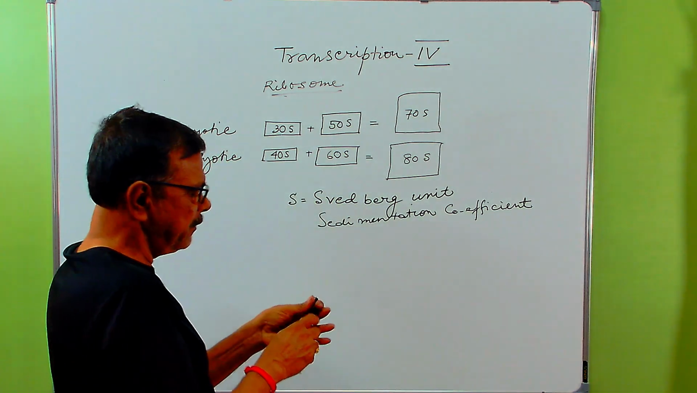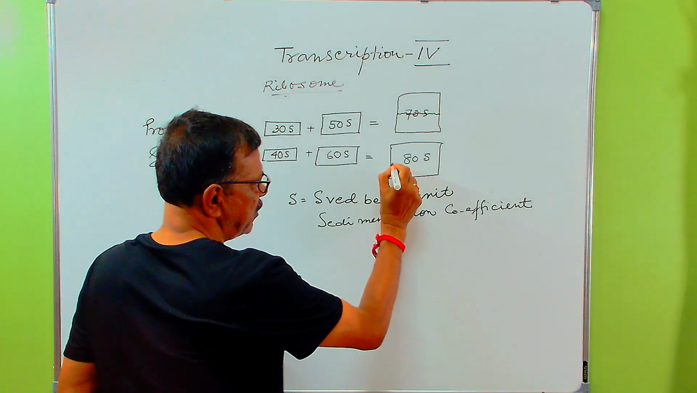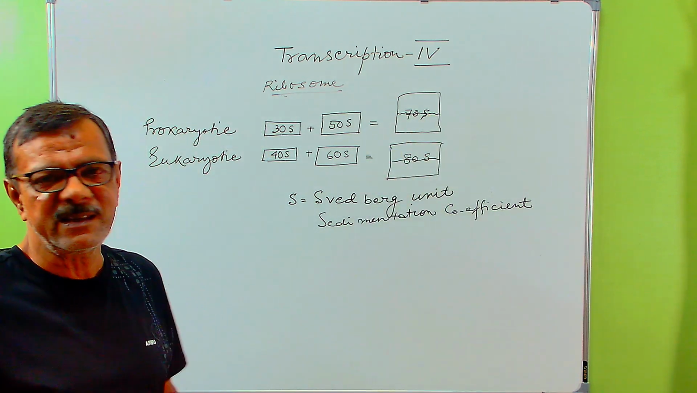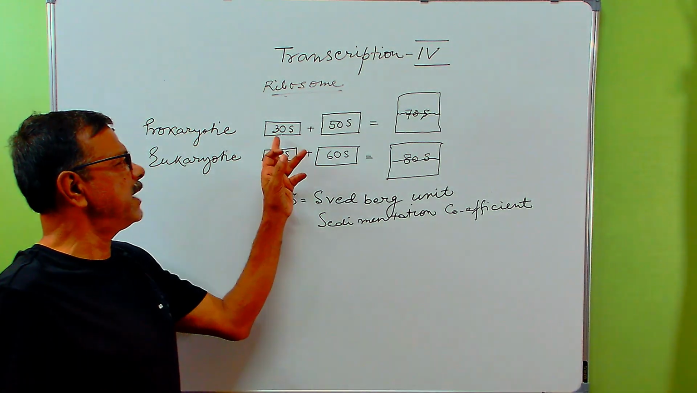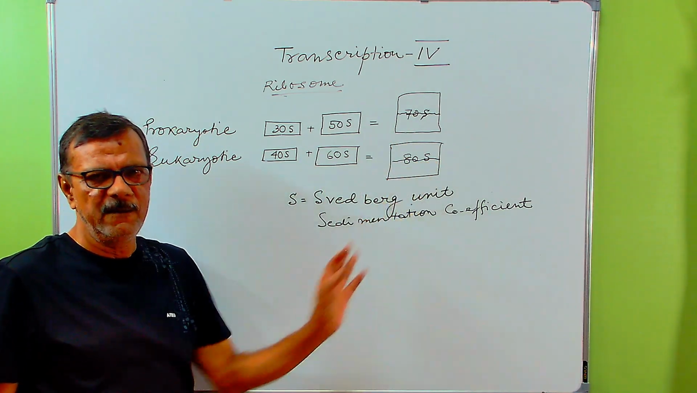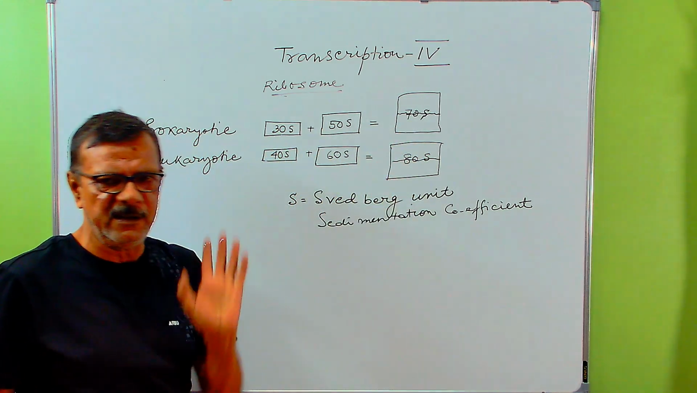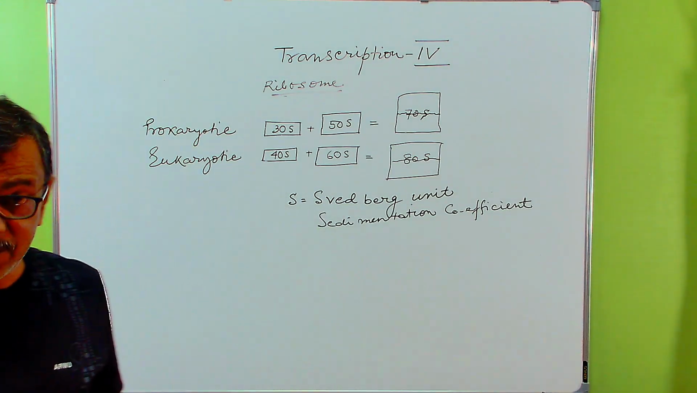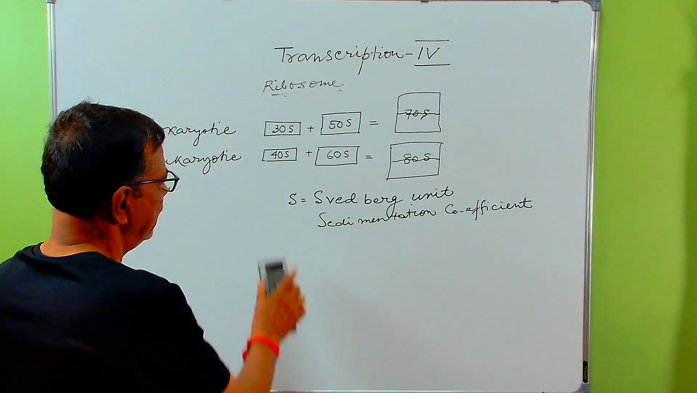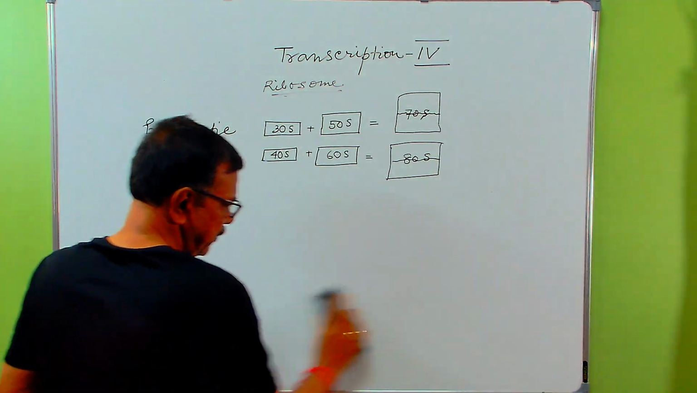And jointly, if you take these two, it will have a sedimentation coefficient of 70S. That's why it is known as 30 plus 50 is equal to 70, 60 plus 40 is equal to 80. To keep it in mind, write in this way 30, 40, 50, 60, 70, 80. Clear? This is ribosome. Ribosome has two units, that is smaller and bigger, 2 units.